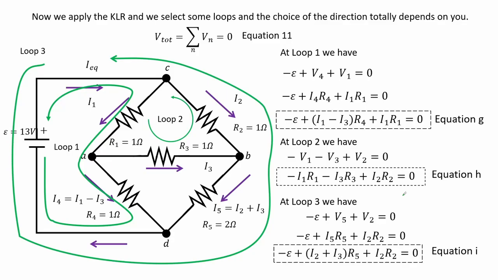Now we apply the Kirchhoff loop rule and we select some loops, and the choice of the direction totally depends on you. At loop 1 we have equation G. At loop 2 we have equation H. At loop 3, which is the largest loop, we have equation I. As you can see, we only selected a few loops despite that we can have more loops.